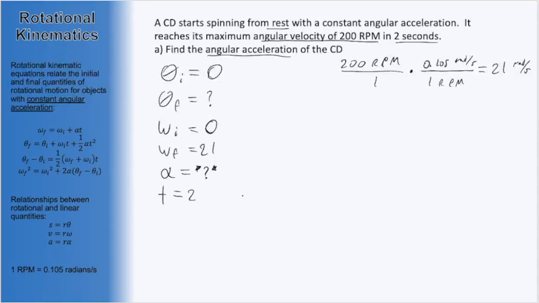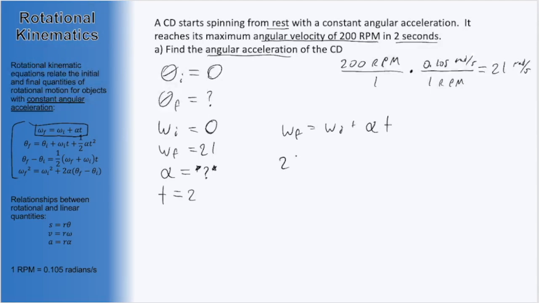So looking at everything we know and what we are looking for, we will want to choose one of these kinematic equations to use. We know we want one that involves alpha, and probably not one that involves the theta final, which we don't know. It looks like we have enough information to use this top equation. So omega final equals omega initial plus alpha time.